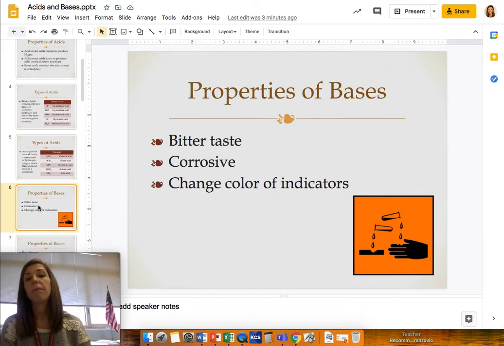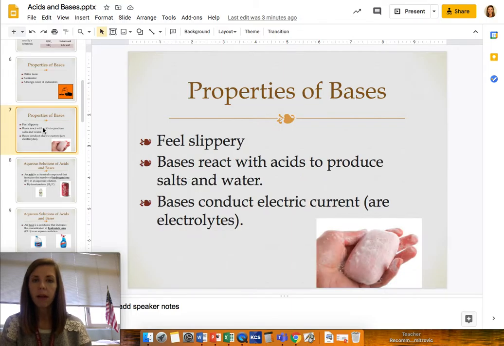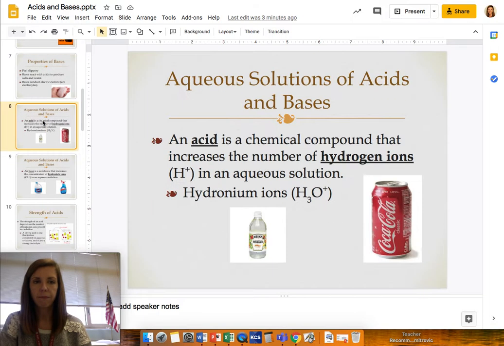Bases have a bitter taste. They're also corrosive. They can hurt you just as much as a strong acid would. And they also change color in the presence of indicators. Okay. They're slippery to the touch. Bases like to react with acids, and they produce salt and water in a neutralization reaction. And they can also conduct electric current. They're electrolytes. And we'll talk about which ones of those do that.